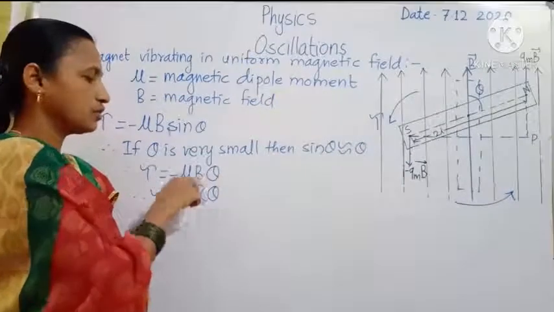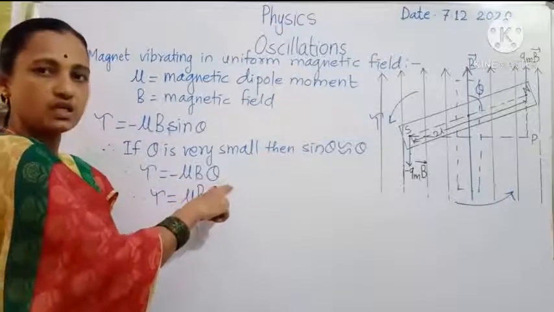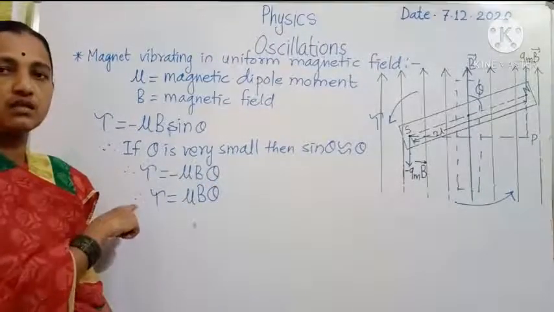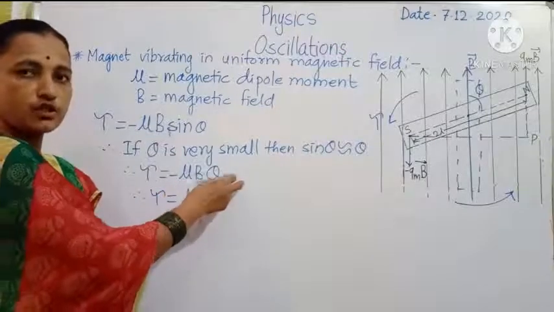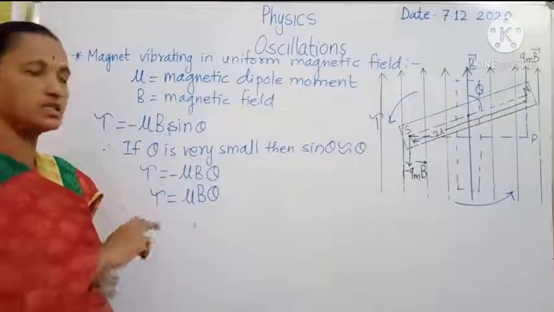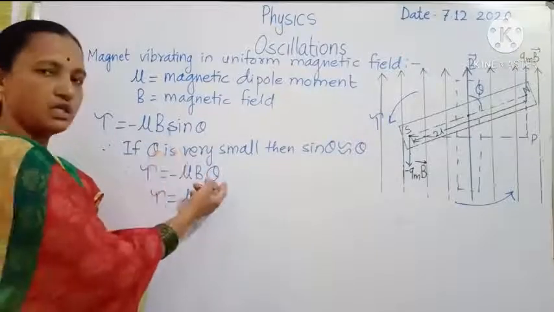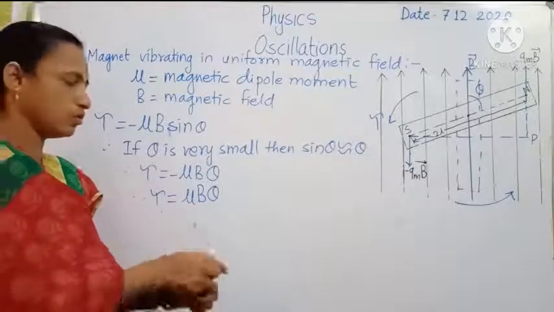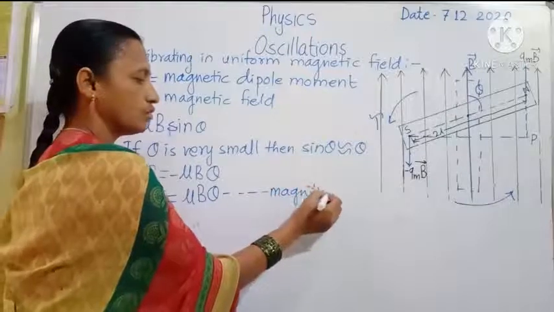From this equation we can say that when the angular displacement is in a clockwise direction, then this torque, the restoring torque, is in an anti-clockwise direction. That means this torque and this angular displacement are oppositely directed. In case of magnitude, we write as follows.